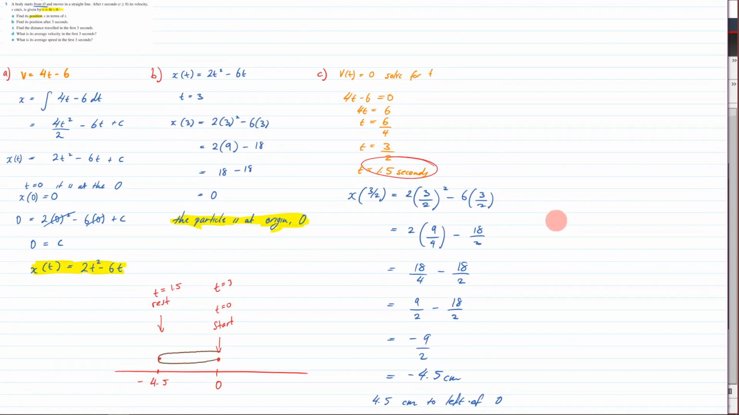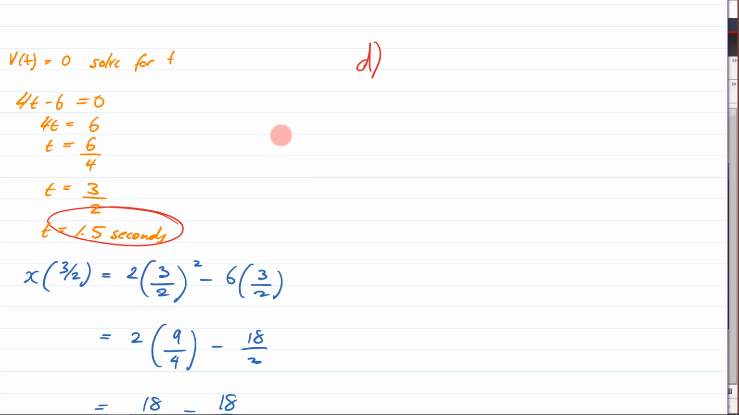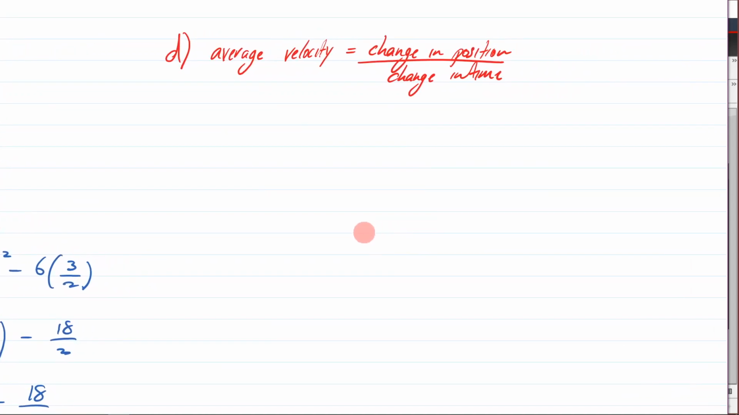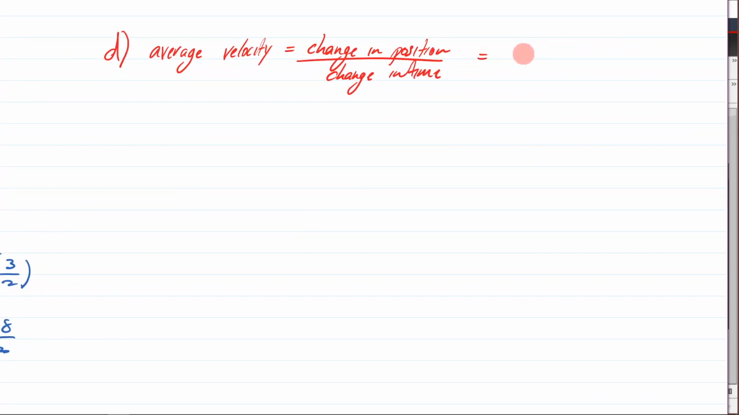Okay, the next one. D, what is its average velocity in the first 3 seconds? Remember, the way that you find the average velocity is the change in position over the change in time. Now, it's the velocity over the first 3 seconds. So its change in position will be x of 3 minus x of 0, over 3 minus 0.